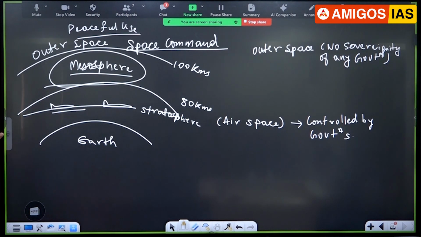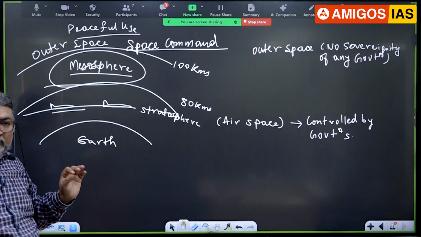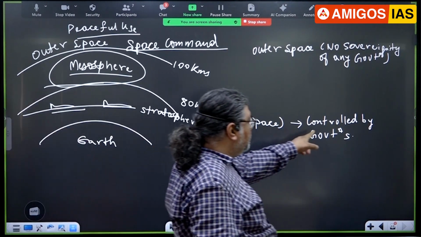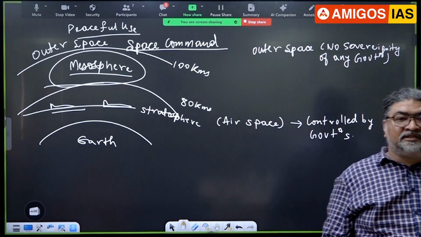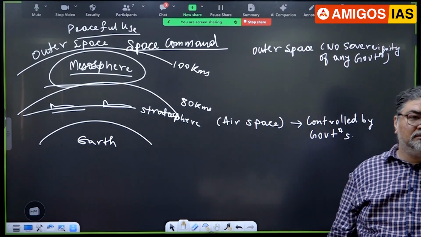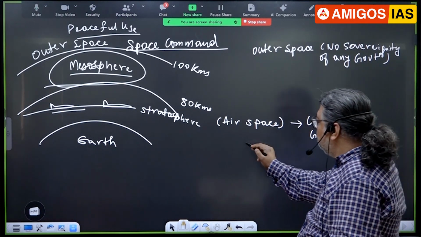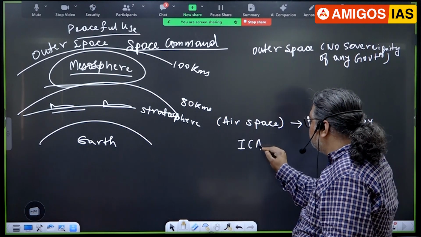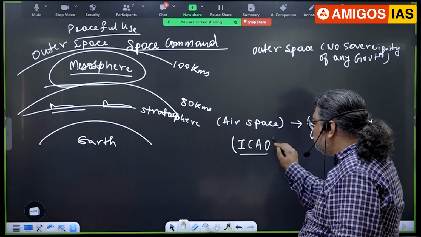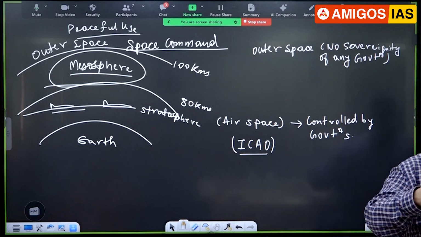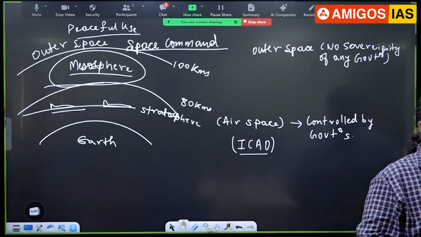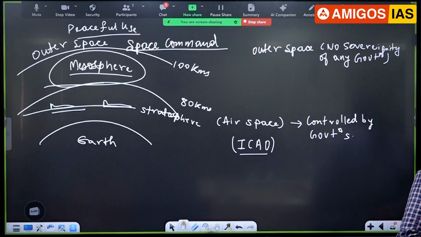Did you understand that? Now I'll ask one more thing here. This airspace in the stratosphere is controlled by which body? So both the bodies are there. There's something called the International Civil Aviation Organization, where governments are the parties.